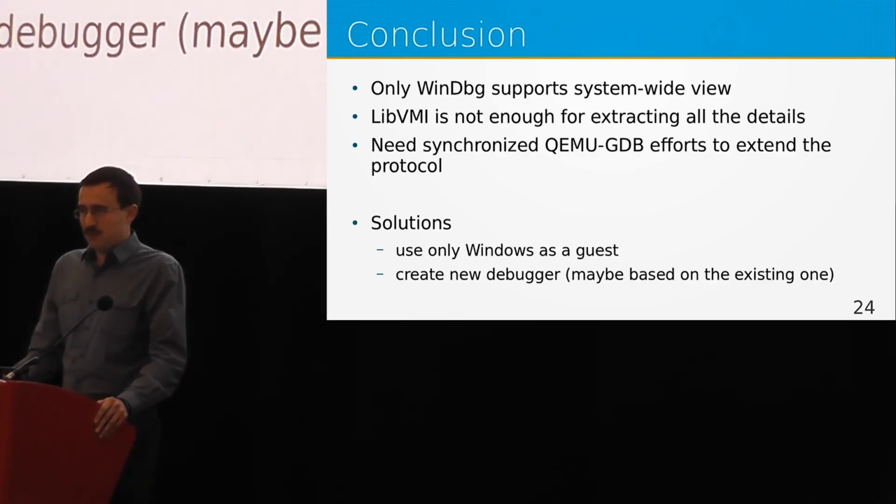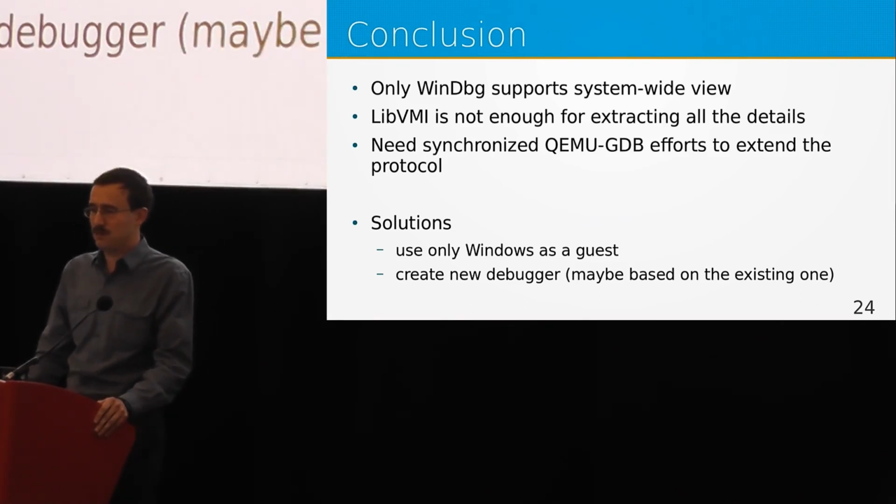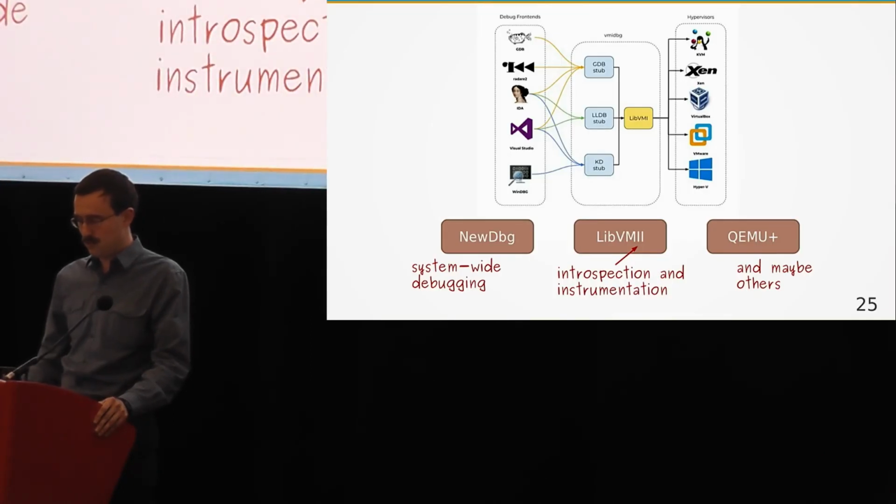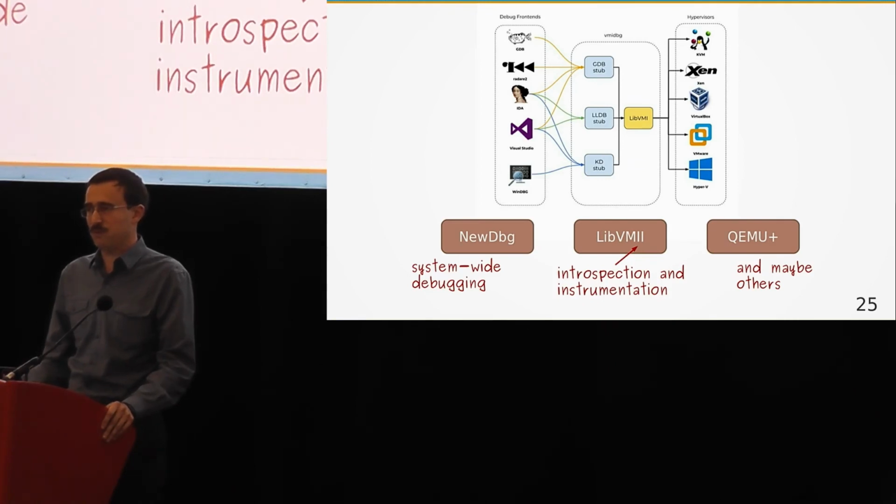The conclusion is that if you want system-wide debugging, you should use Windows, or you should do anything to create a new system-wide debugger which supports instrumentation, and it probably should be based on QEMU because it is the only cross-platform emulator. Thank you.